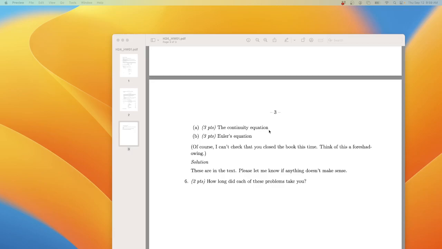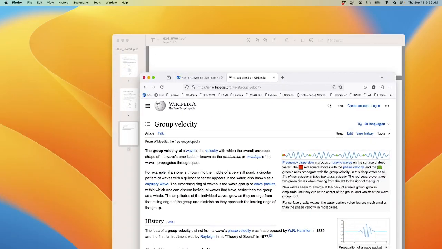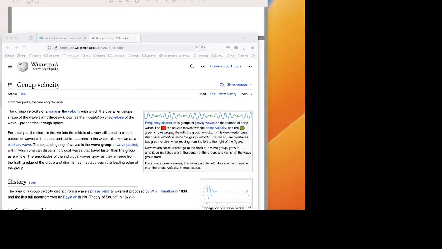Anything else? Did anybody have any questions about that? So this is mostly just getting your feedback on the ground. There's one thing, since I have this thing open, I'm going to show it. And this is the difference between group and phase velocity.